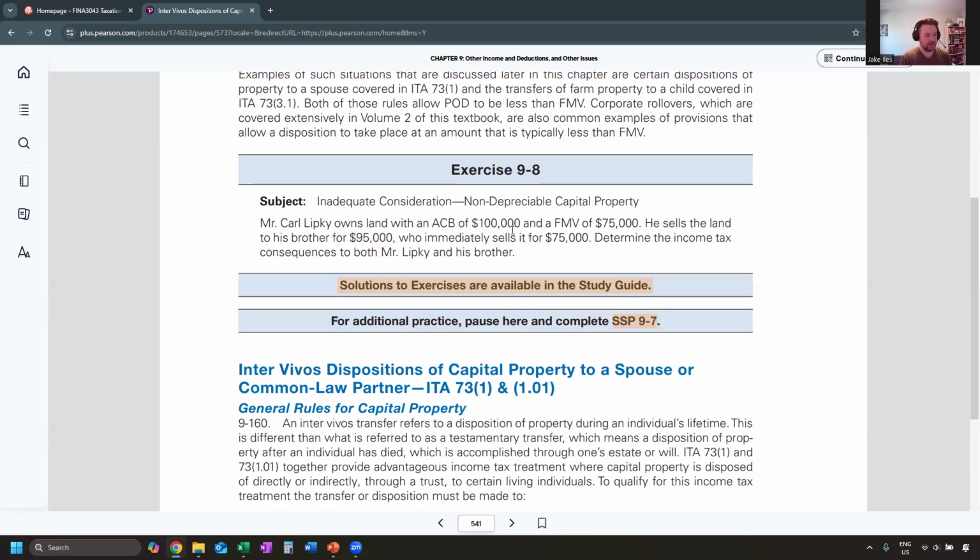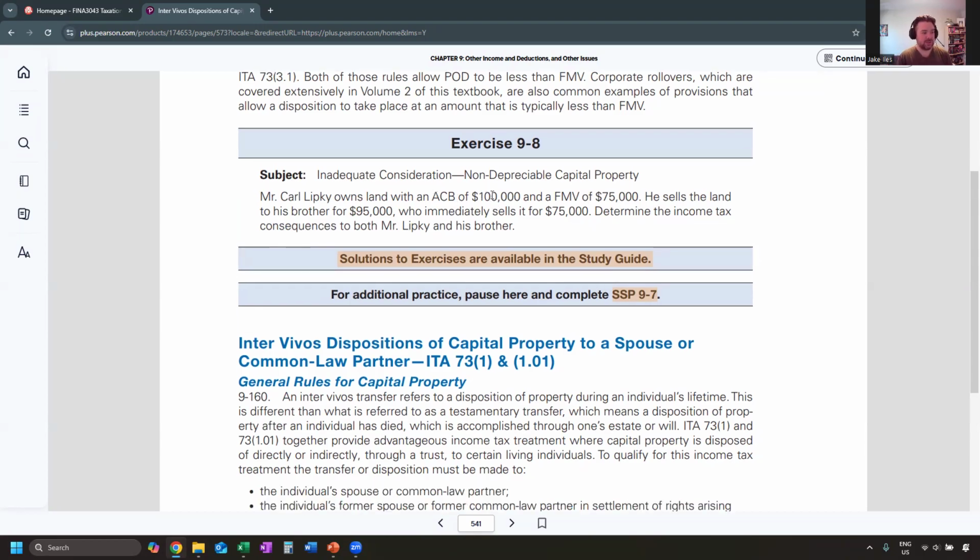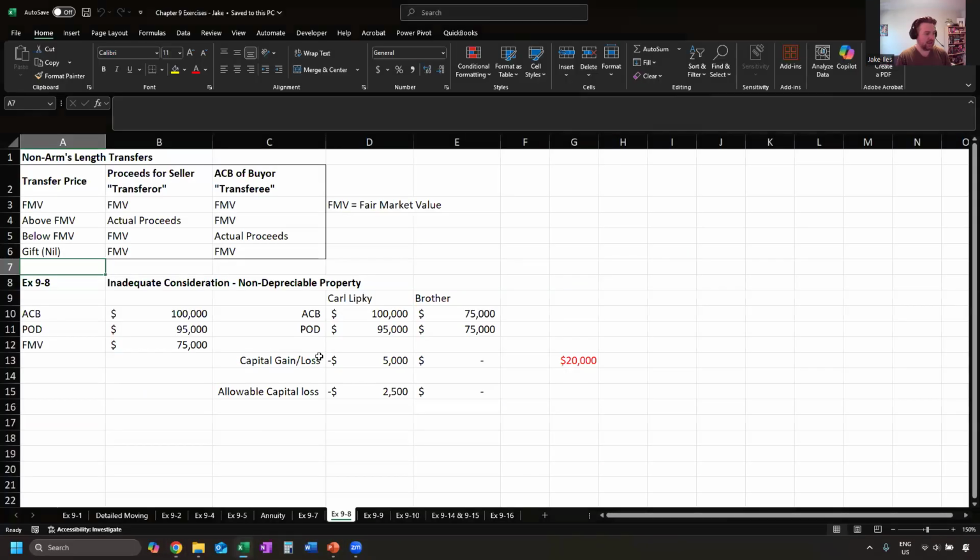If we were to look at this at face value, the cost was $100,000, sold for $95,000. So Lipke has a capital loss of $5,000, and the brother would have a capital loss of another $20,000. When we go to the exercise, I've included the table here for reference, so you have something immediately in front of you when you're going through these transactions. But basically, we have three numbers: our cost base, the proceeds transferred at, and fair market value. But proceeds do not equal fair market value.